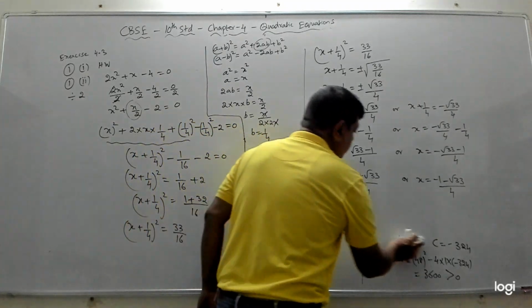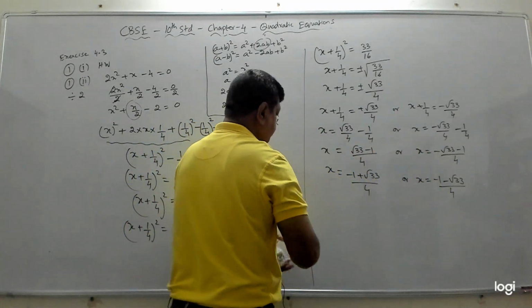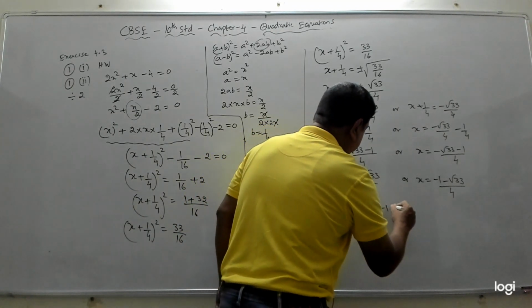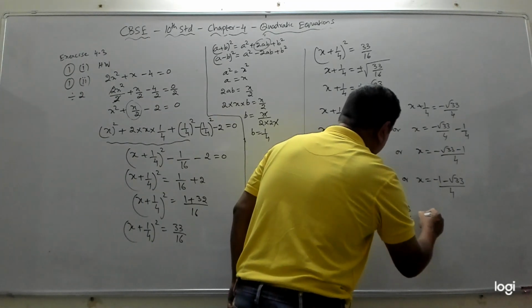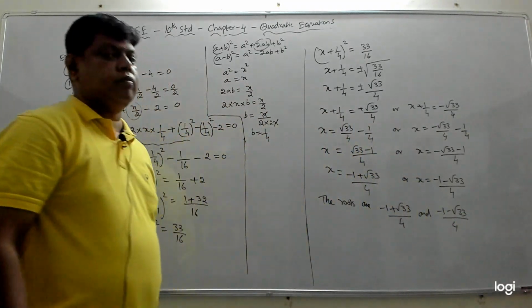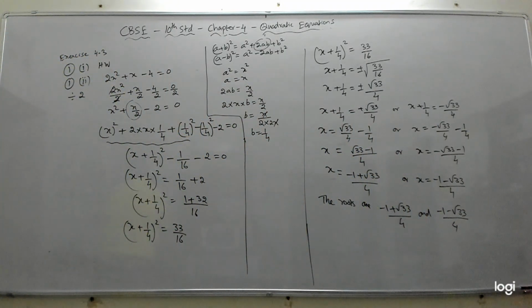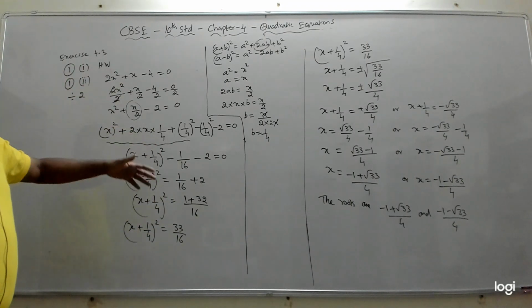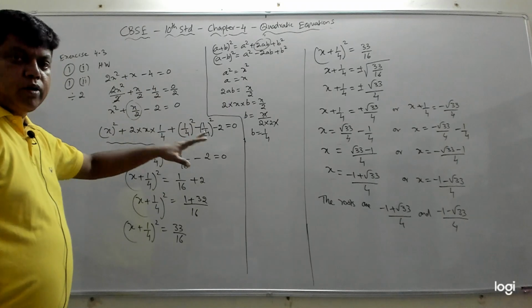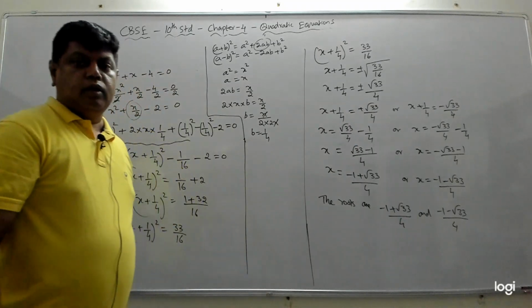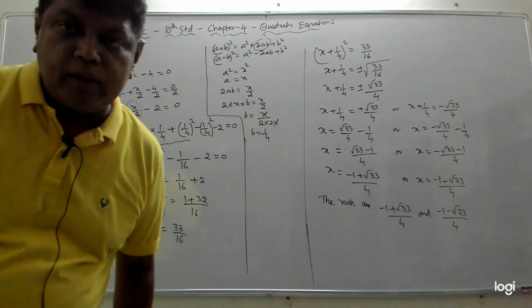So your solution, or your answer, the roots are minus 1 plus root 33 by 4 and minus 1 minus root 33 by 4. Clear? So this is the solution for the second problem. The first one you can do in the same way. The first one is easy compared to this. That's why I gave it as homework. You can try it as homework. But the second one is like this.